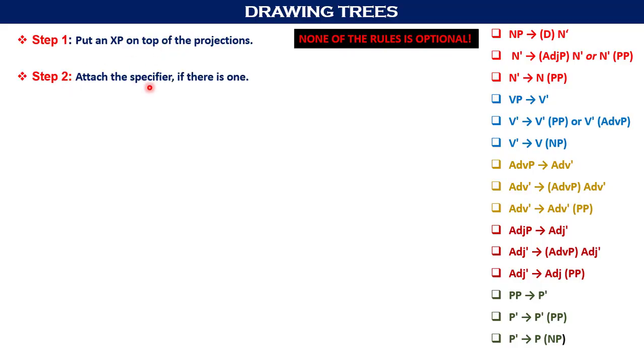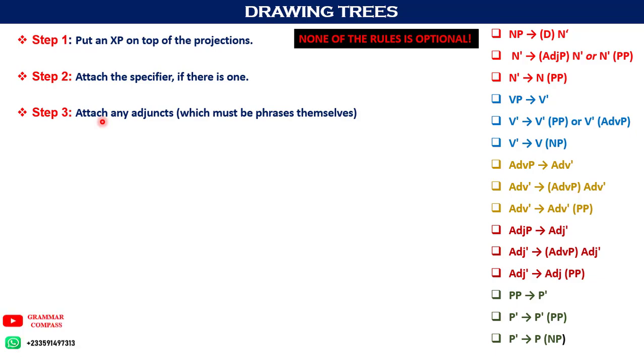Now after that, we move to the next step. Step 2: attach the specifier if there is one. For noun phrases, you sometimes get specifiers, that is the determiner. If there is a determiner, then you attach it to the N bar, making sure that the specifier is a sister to an N bar. For the other phrases, you don't have specifiers, so it will move straight to the bar levels of that phrase. Now step 3 is to check for adjuncts. If you find adjuncts, then they must be phrases.